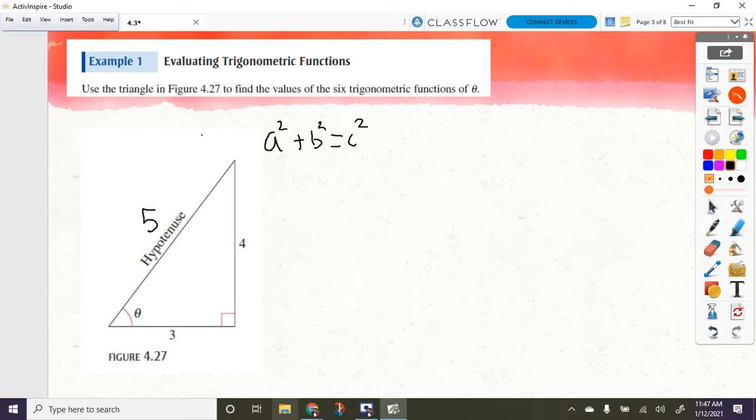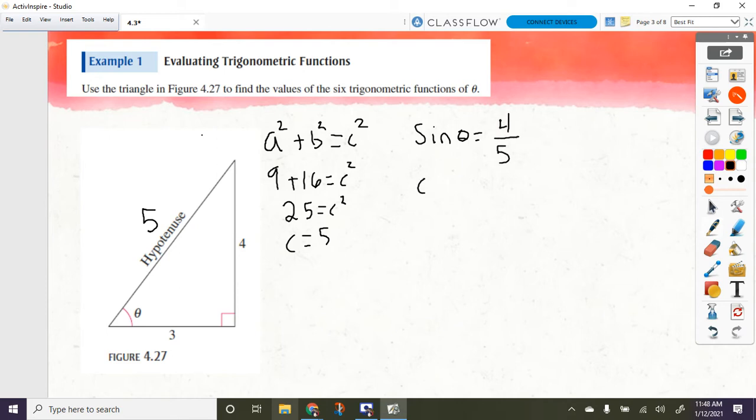Okay? So if we did that, notice we would have 9 plus 16 equals C squared, which is 25 equals C squared. So C does indeed equal 5. Yay! So then it asks us to find our 6 trig functions this time. So let's start with the 3 that we know. So what is sine going to be of this function? It's going to be opposite of my theta. So 4 over my hypotenuse, which we decided was 5.